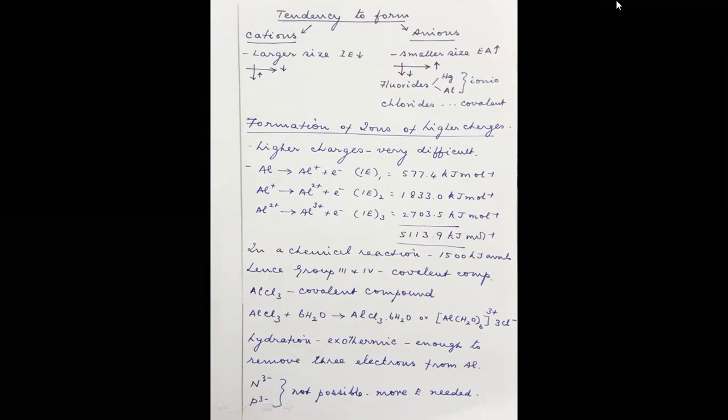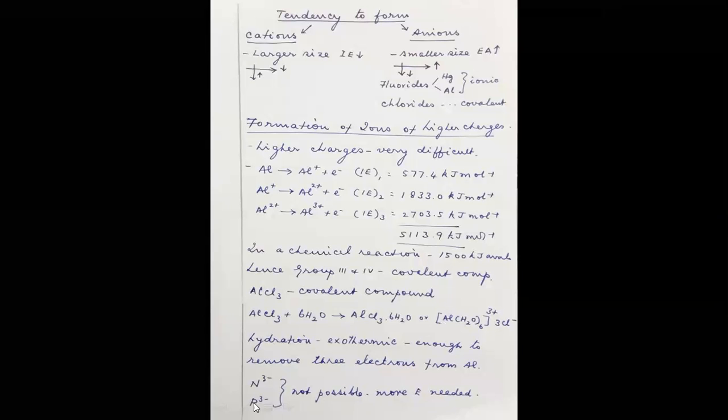Actually, the calcium hydroxide which is used in the betel leaves for paan is also made like this, calcium oxide plus water. Similarly, when aluminum chloride is added with water, this hydration process is highly exothermic, and the energy liberated during the hydration of aluminum chloride is sufficient to remove 3 electrons and form aluminum 3 plus ions.